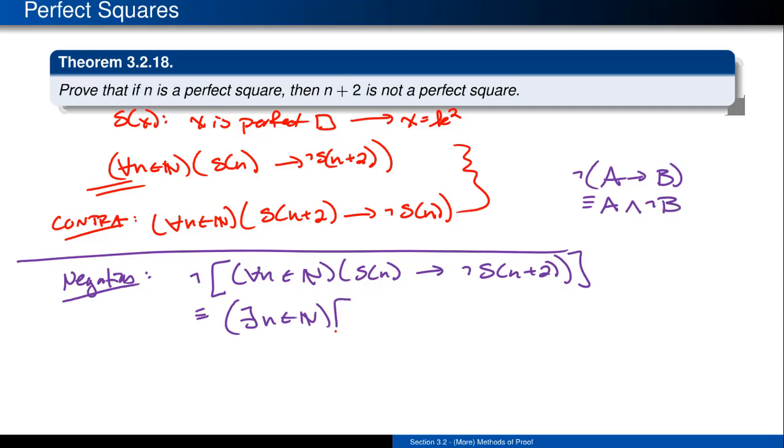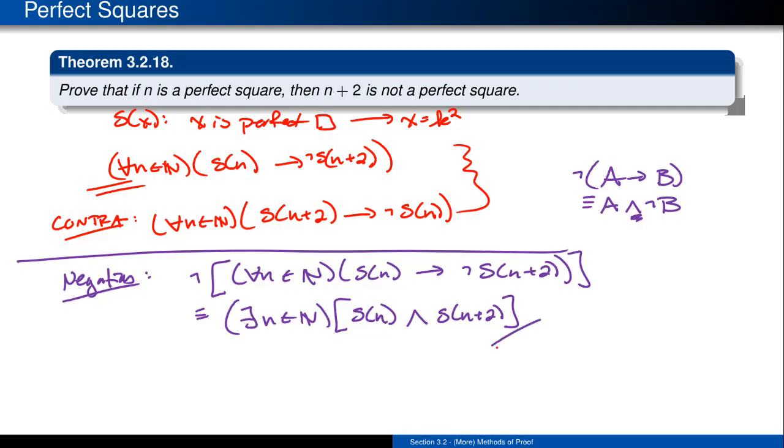So what's going to happen is that I keep the S of n, the fact that n is a perfect square. That's still left alone. I pick up an and, and then I negate this other part, which already has a negation, but that's really nice because the negation of the negation simply says S of n plus 2. So I've now removed all this information about things being not perfect squares, and that is going to be our savior.